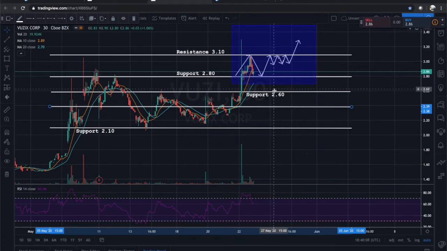It may even come down to the $2.60. I mean, don't be too surprised if that happens, but from the looks of it, the stock will likely get pulled back up to break above $3.10, and now we have to set a price target for it.